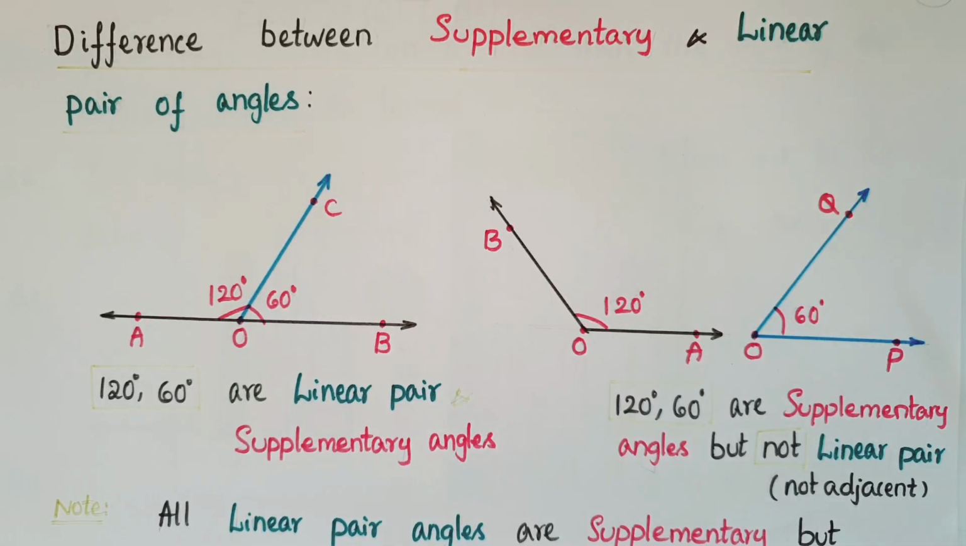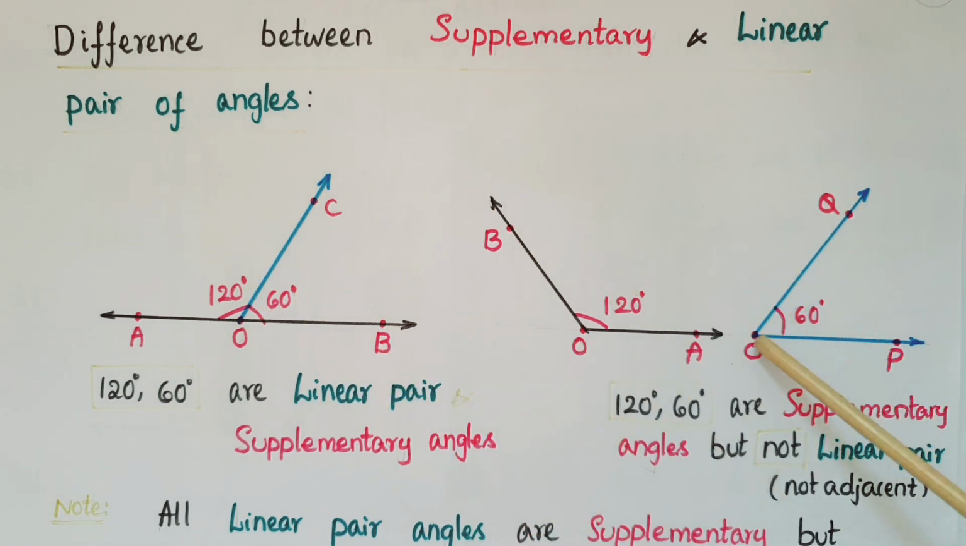Now I am going to tell about the difference between supplementary and linear pair of angles. We know that the sum of angles in supplementary and linear pair of angles is the same, that is 180 degrees. If you see this figure here, 120 degrees and 60 degrees, these two angles sum is 180. So these two angles are supplementary and linear pair angles.